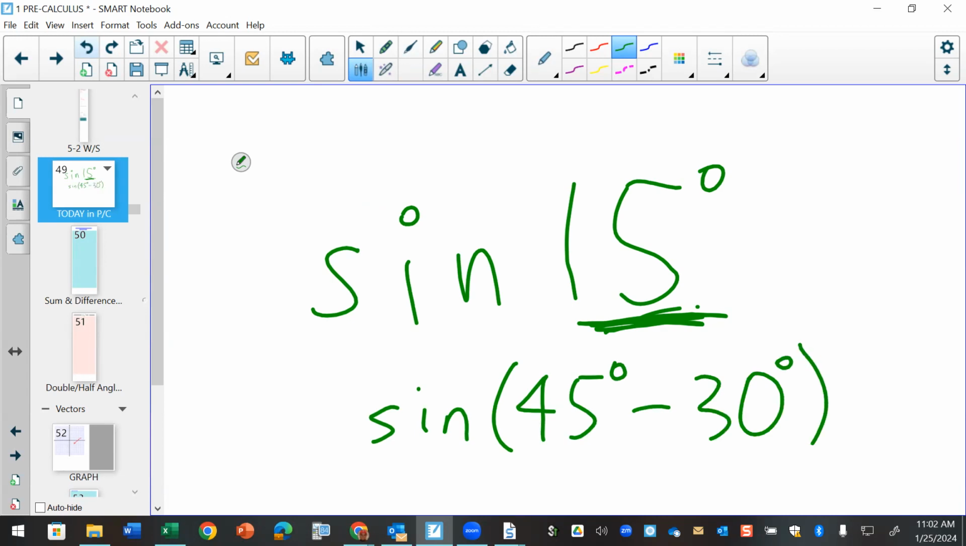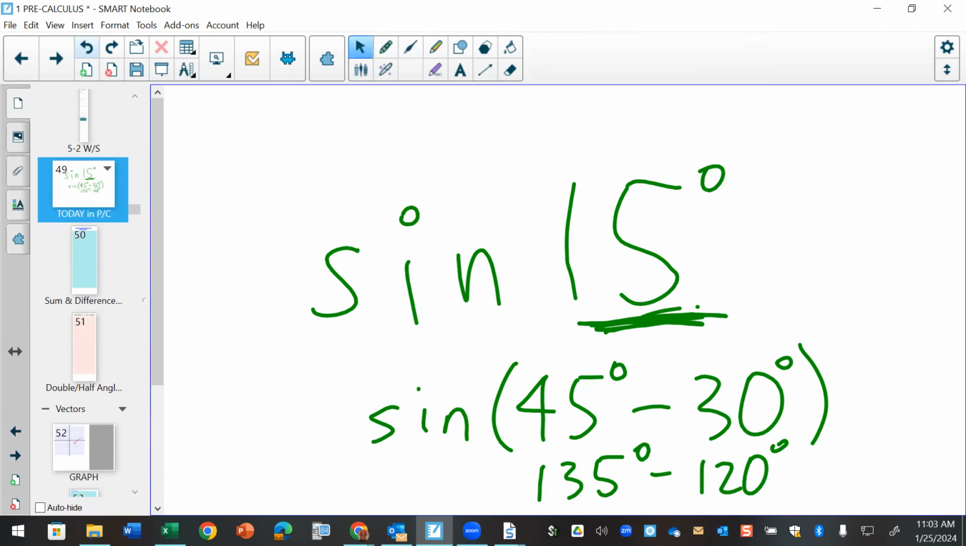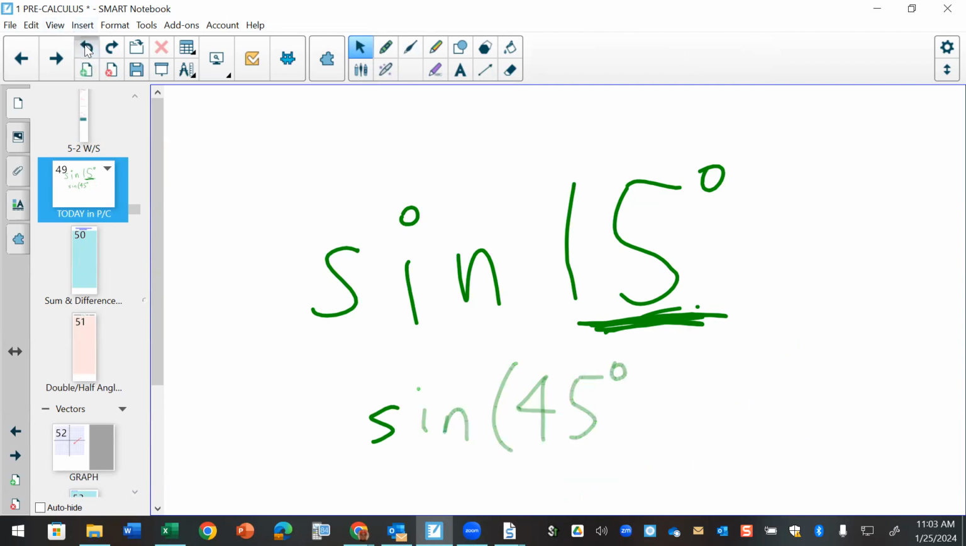But there are many, many other choices, right? Give me one more. 135 minus 120. Okay, lots of choices. The good news for you is it doesn't matter which ones you pick, as long as they came off this little cheat sheet chart of the special angles. Okay, so in a second.